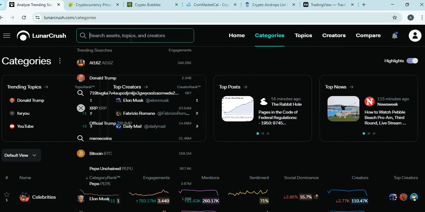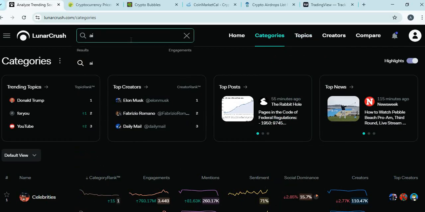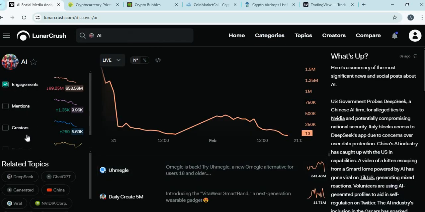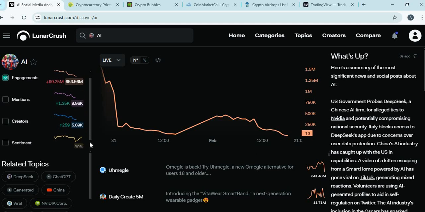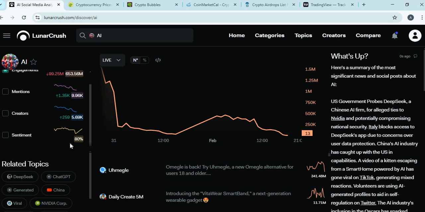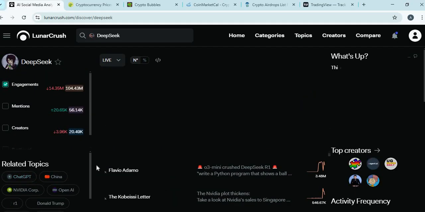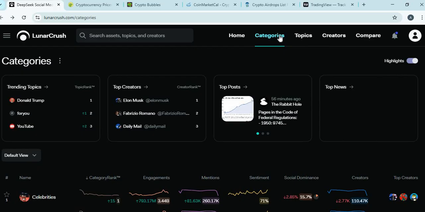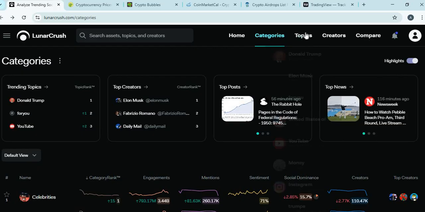So let's say, for example, we want to know what is happening around AI: the engagement, dimension, creators that are mentioning it, and the sentiment on AI. You can see sentiment on AI is 80%. It's huge and bullish. So let's even go to DeepSeek, which is the hot topic now. You can see it went very high and then came down. How can all of this help you in investing?